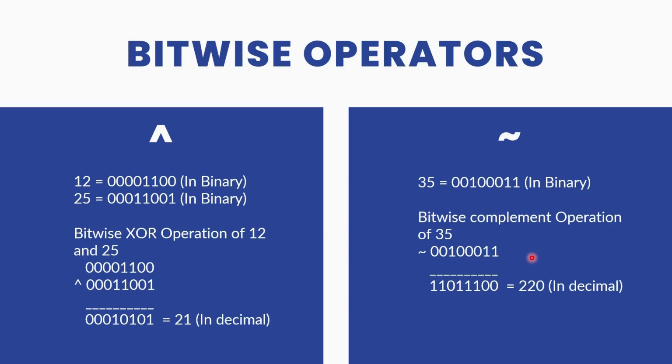Moving on. Bitwise XOR or exclusive OR operator. The result of bitwise XOR operator is 1 if the corresponding bits of two operands are opposite. That is, it is 1 only if it is 0 and 1 or 1 and 0. If it is 0, 0 or 1 and 1, then it will result in 0.